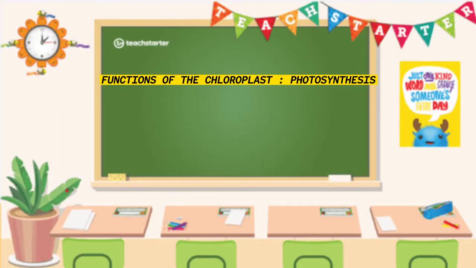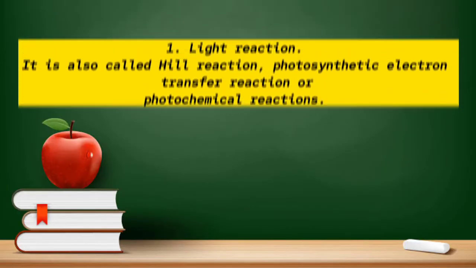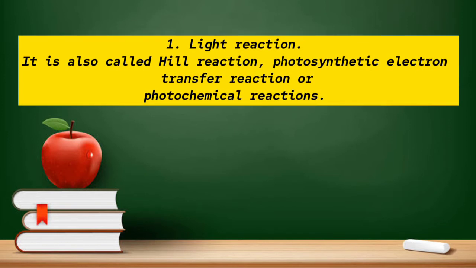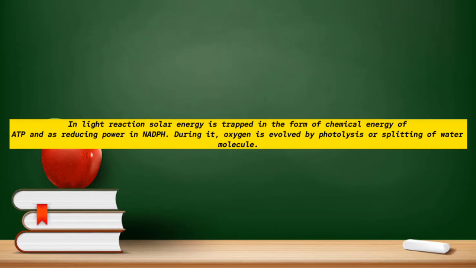Function of the chloroplast: photosynthesis, light reaction, and dark reaction. Number 1. Light reaction. It is also called Hill reaction. Photosynthesis, electron transfer reaction or photochemical reaction. In the light reaction, solar energy is trapped in the form of chemical energy of ATP as the energy-producing power and NADPH. During it, oxygen is evolved by photolysis or splitting of water molecules.